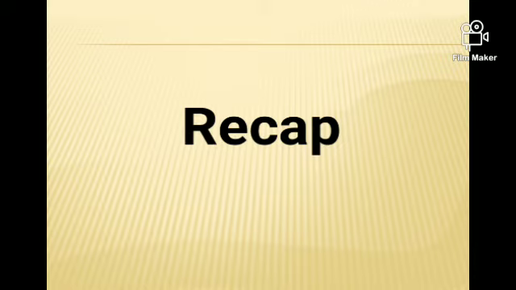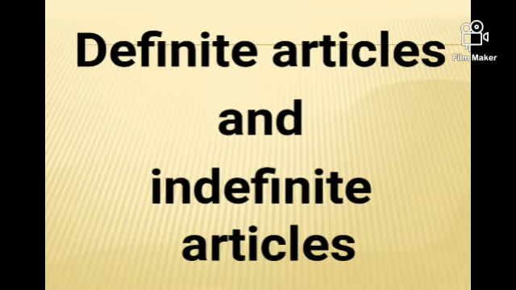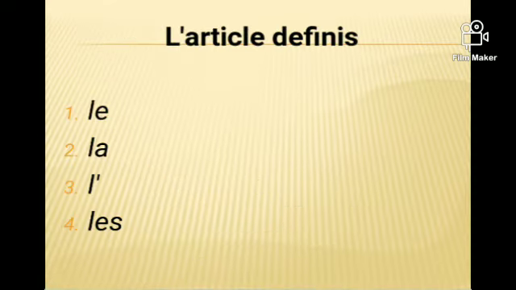Great. Let's recap what we have learned today. We saw about articles in this video. We have two types of articles. They are definite article and indefinite article. In French, it is défini and indéfini. In défini, we have le, la, l', les. In indéfini, we have un, une, des.